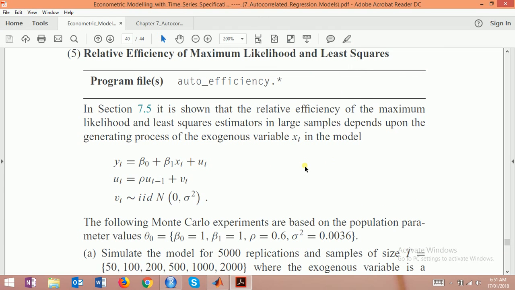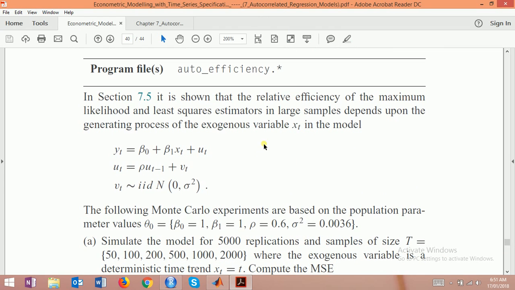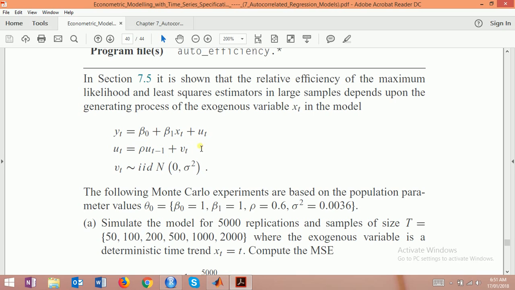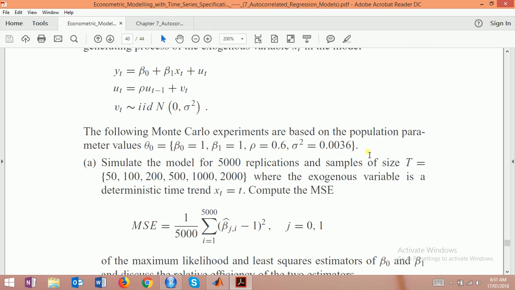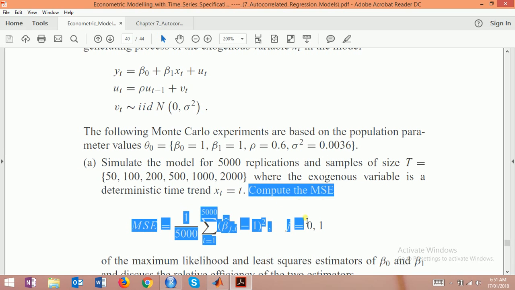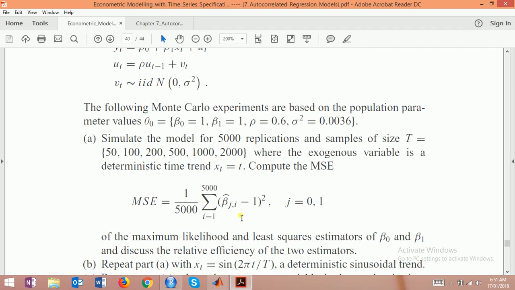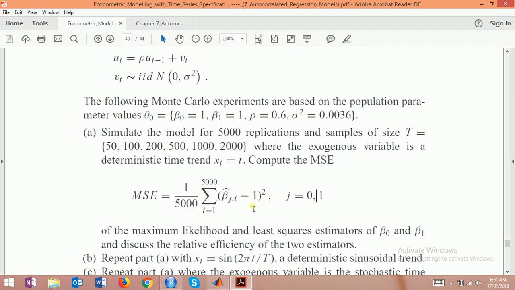The problem is this equation: y_t = beta naught + beta 1 x_t + u_t, with u_t = rho u_{t-1} + v_t. The following Monte Carlo experiments are based on the given population parameter values: beta naught, beta 1, rho, sigma square. Simulate the model for 5000 replications and the given sample sizes, where the exogenous variable is a deterministic time trend.